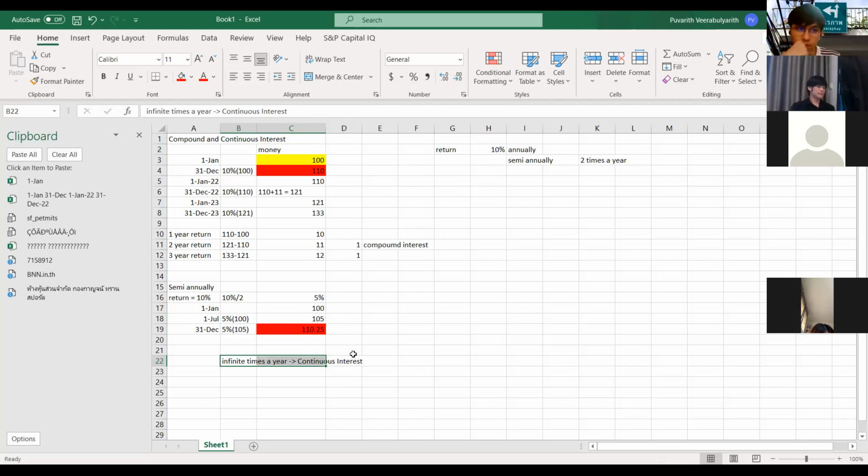So next, Pipetong will explain to you more details about the compound interest and also the continuous interest, and you will see some code from him. Thank you.